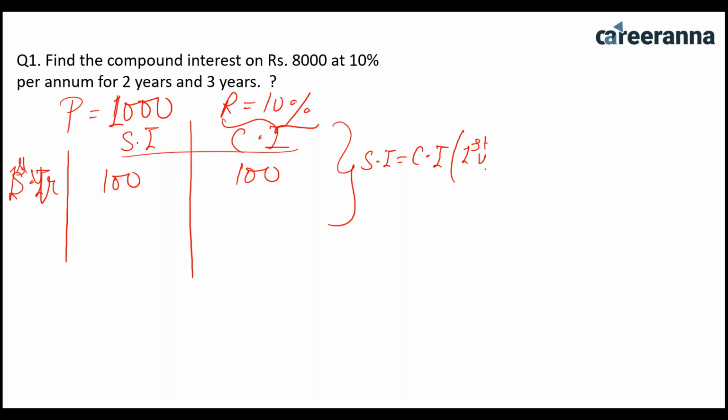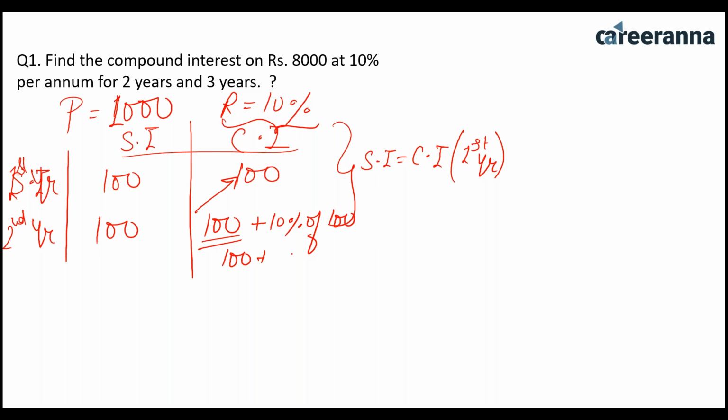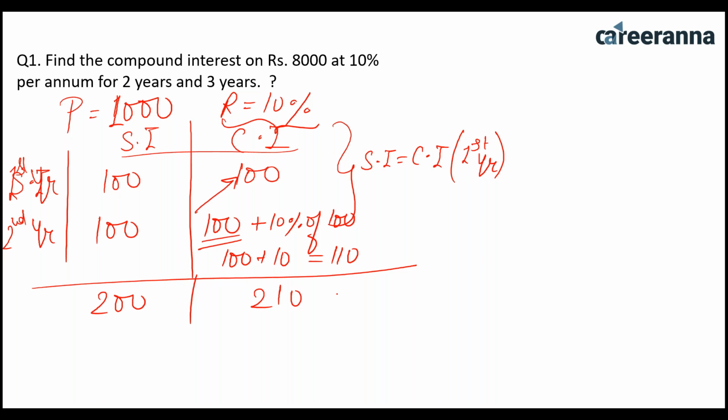In the first year, both simple interest and compound interest are equal. Remember this. Now for the second year, SI will be 100 rupees again. Now for compound interest, my initial interest is this 100 rupees. Now I'll be taking 10% on this interest. That means 100 plus 10% of interest. That means 110. This I told you previously as well, right? So this will be 200. This will be 210.